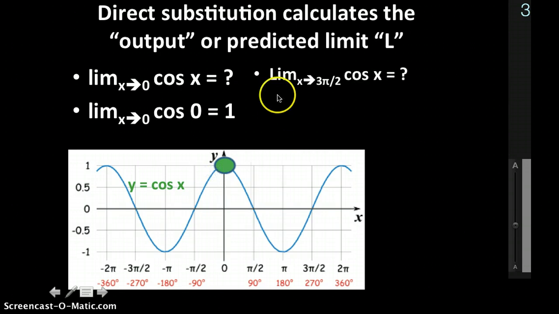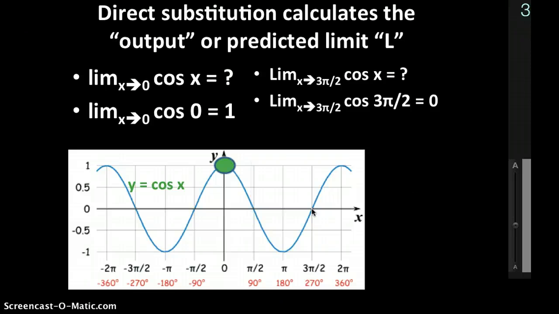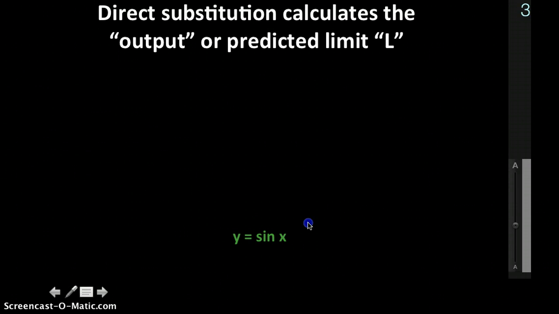May help to have this diagram in front of you to do the next one. What is the limit as x approaches 3 pi over 2? Well, that's down here, 270, 3 pi over 2. So we plug it in there, and we can see that the output is 0. So that is the limit. That is the y constraint at that point. Can't go any higher, can't go any lower. It has to be right there. Now, these lines are the path that we're trying to follow. So here's that point, (3 pi over 2, 0).